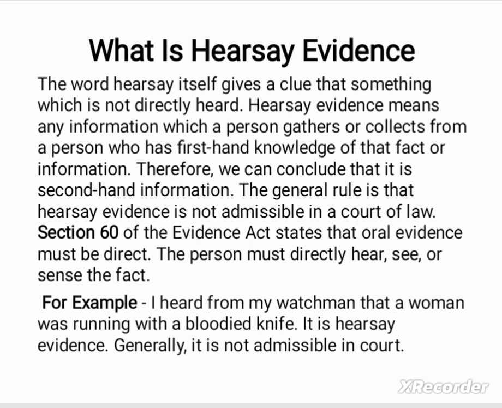Oral testimony must be direct as per Section 60 of the Indian Evidence Act. The fact must be directly heard, seen, or felt by the individual. For example, I heard from my watchman that a woman was running with a bloodied knife. It is hearsay evidence. Generally, it is not admissible in court.